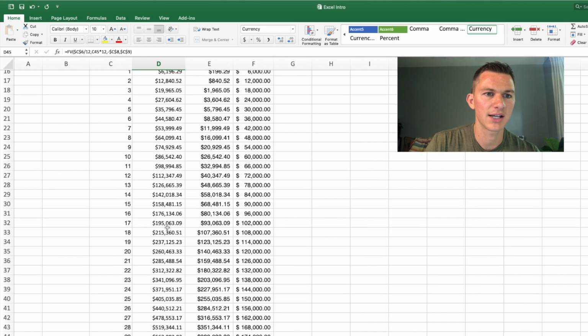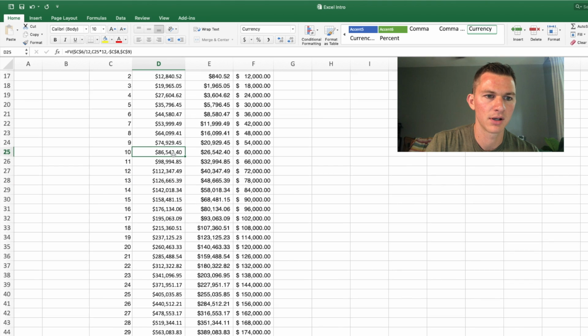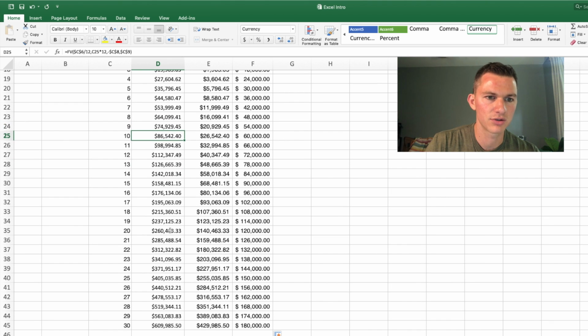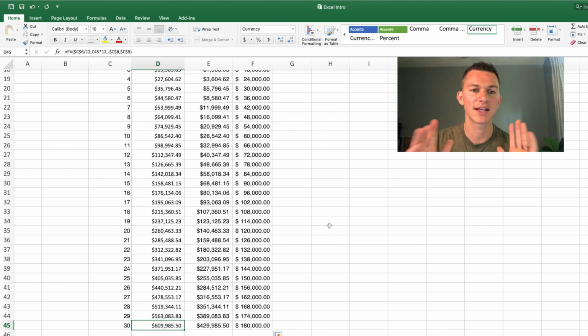It brought it all down. So for the first 10 years was 86,000. The next 10 years, 260,000. And then the next 10 years, 609,000. So our curve is going like this. Exponential growth. That's the power of compound interest. So that's what I wanted to show you. These are the building blocks we're going to use to determine how much you need to save for retirement.